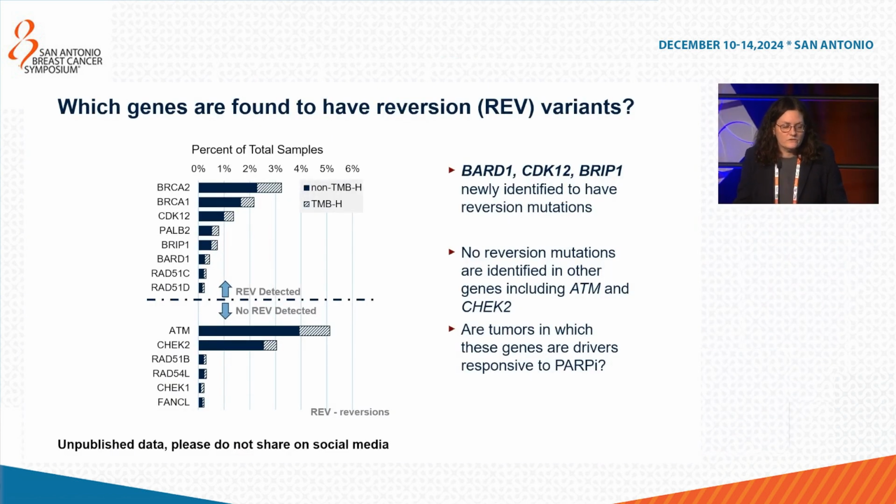So first of all, let's get to the data. Which genes are found to have reversions? Just to note that we identified 3 new genes with reversions. Not surprisingly, BARD1 and BRIP1 were newly identified as having reversion mutations, and CDK12 also has reversion mutations. Again, not so surprising. Important to note, in this large sample set, no reversion mutations were identified in other genes, including ATM and CHEK2. I think this really brings into question whether the tumors in which these genes are drivers are responsive to PARP inhibitors or platinums in the same way, and this data contributes to that discussion.